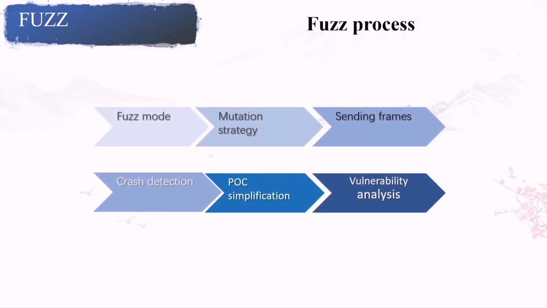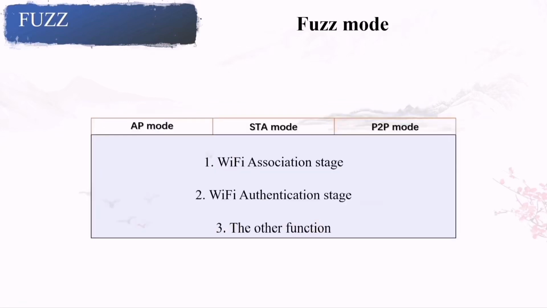This is our fuzz process. In the fuzz mode part, choose our fuzzing target, such as access point, station, P2P. Then the fuzzer will mutate frames with special mutation strategies and send the frames to target devices. If a crash is detected, we will try to generate a POC and analyze the vulnerability. We designed three fuzz modes, including access point mode, station mode, and P2P mode.